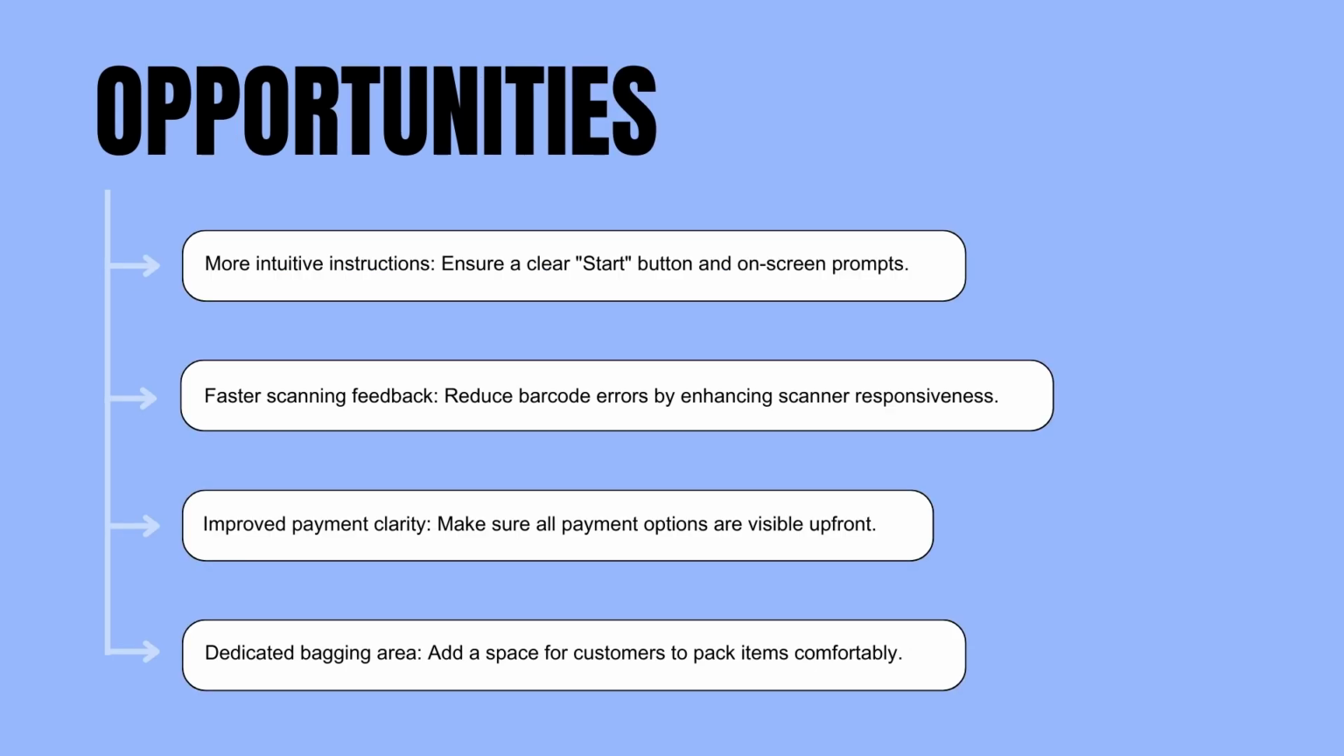To improve the kiosk, more intuitive instructions could be added to ensure a clear start button and on-screen prompts. Faster scanning feedback to reduce barcode errors by enhancing scanner responsiveness. Improved payment clarity to make sure all payment options are visible up front. There should be a dedicated bagging area to add a space for customers to pack items comfortably.